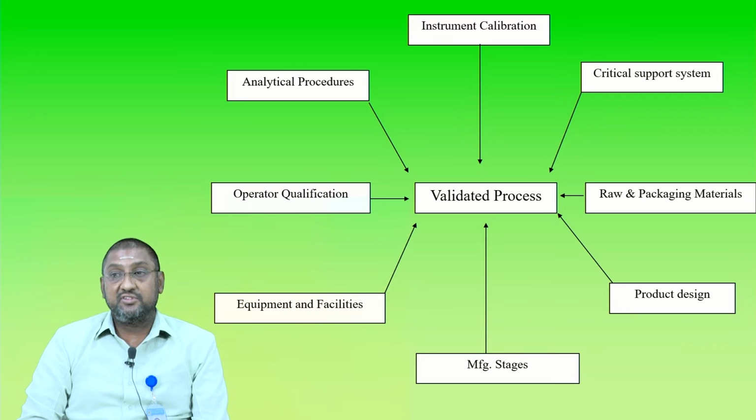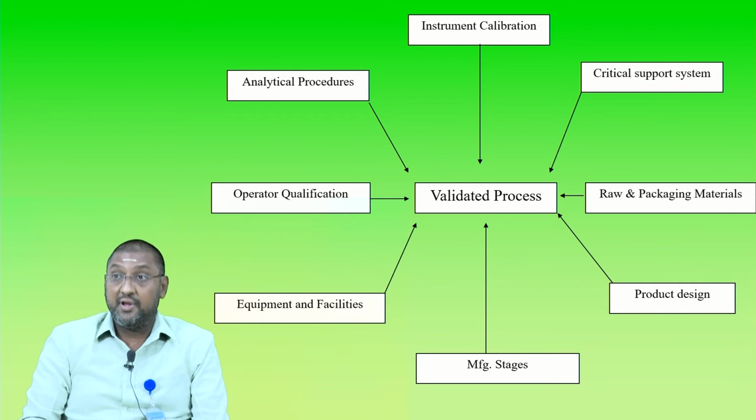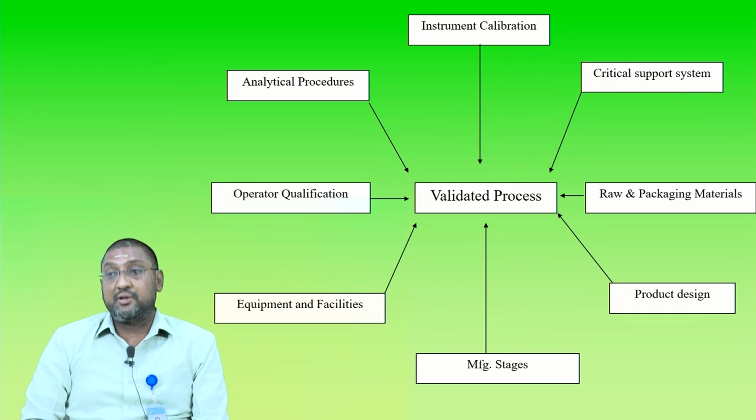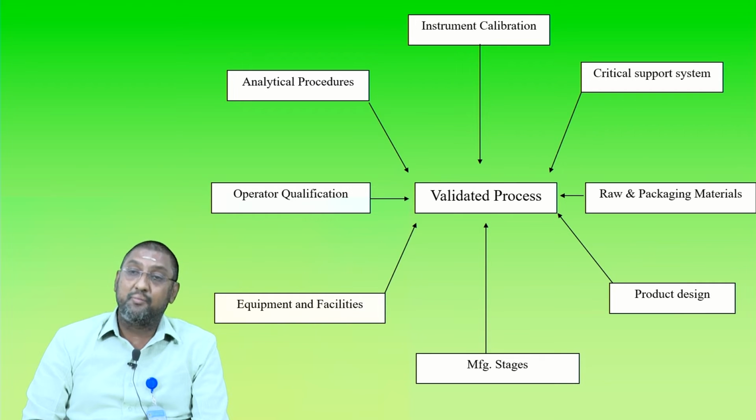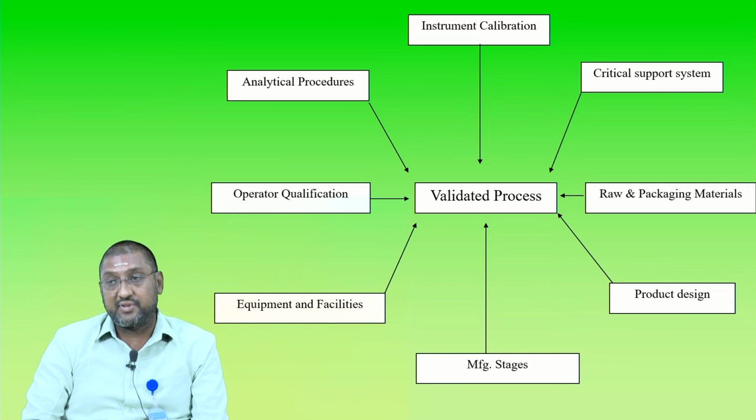First, you should know about instrument calibration, how to calibrate the instrument. Second is critical support system, meaning you should first know what the critical steps involved in the process are. Third is raw and packaging material. What is the raw material and what excipients you are using, and you have to collect all the reports from the R&D department, whether the raw material has any interaction with the excipients, all the details; you ensure that. After that, you go for product designing, whether it is a white color bottle or amber color bottle, what your aerosol design is; everything comes under product design.